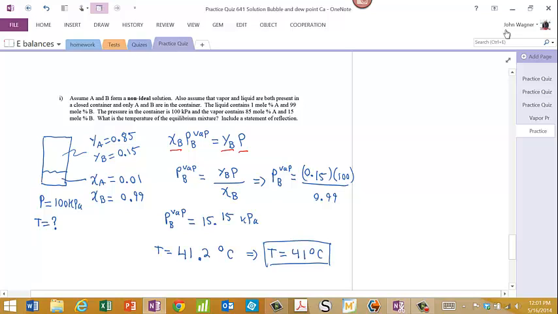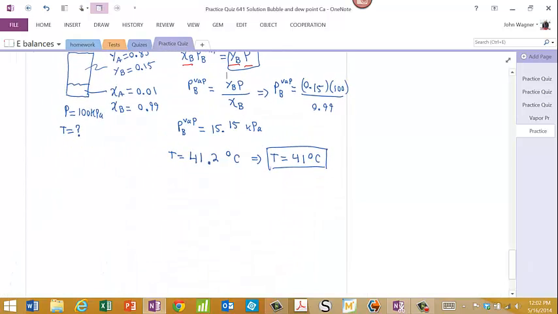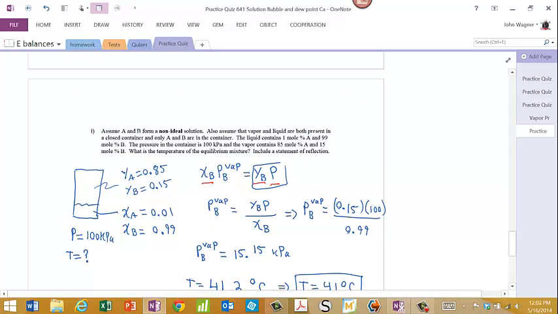This makes sense because the partial pressure, this value of yB times P, or B's contribution to the total pressure, is about 15 kilopascals. Since the liquid is almost pure B, we could see that the vapor pressure of B would have to be close to 15, which gives us that temperature of around 41 degrees. So this also seems to make sense, and that would be included in our reflection.